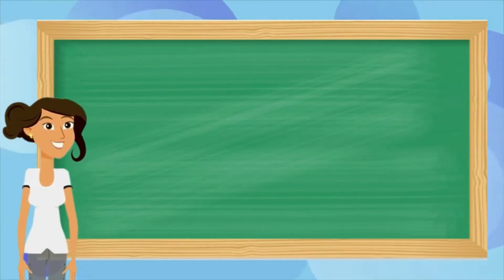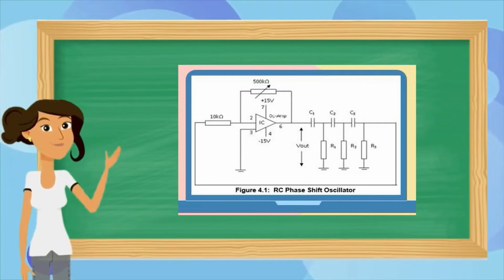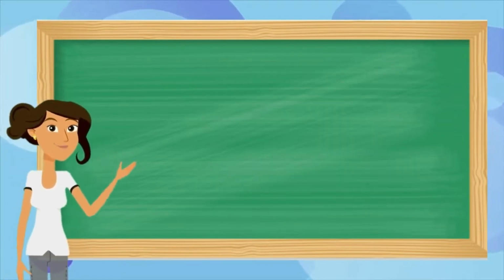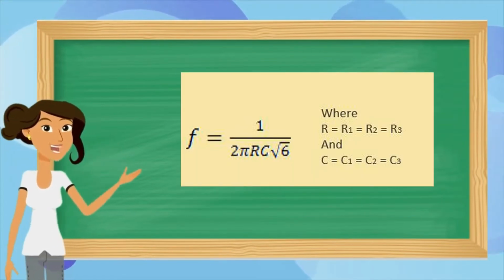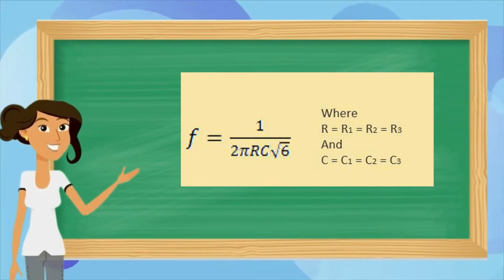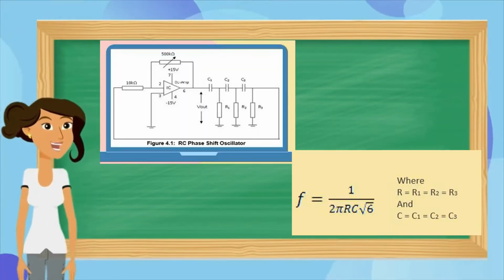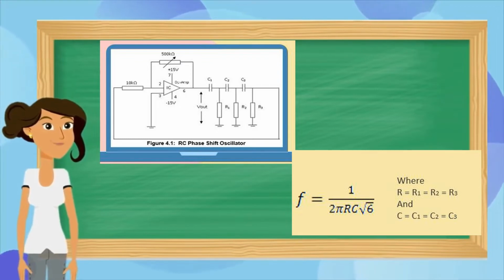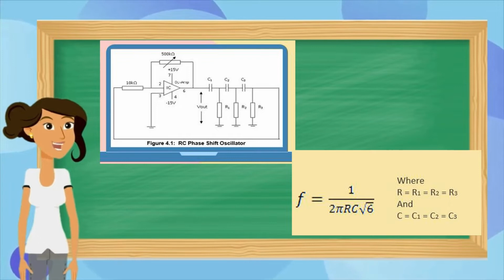Let's see the RC phase shift oscillator. From this experiment, students can use this formula to find the frequency of the circuit. This circuit shows R1, R2, R3 are equal resistors and C1, C2 and C3 are equal capacitors. So the oscillation frequency of the RC phase shift oscillator can be calculated using this calculation. Let's try together.